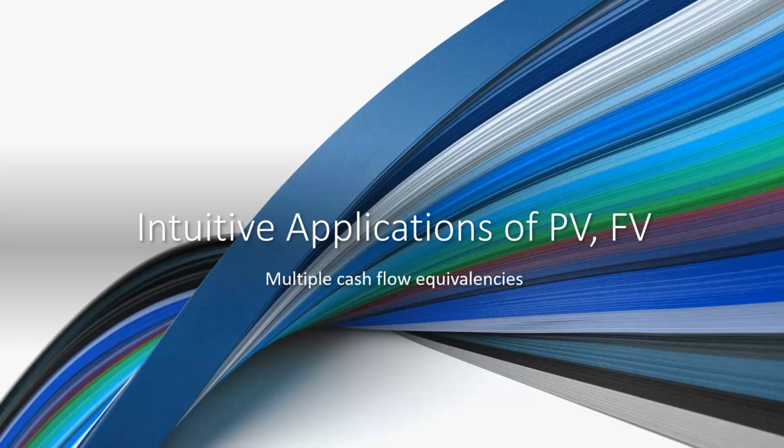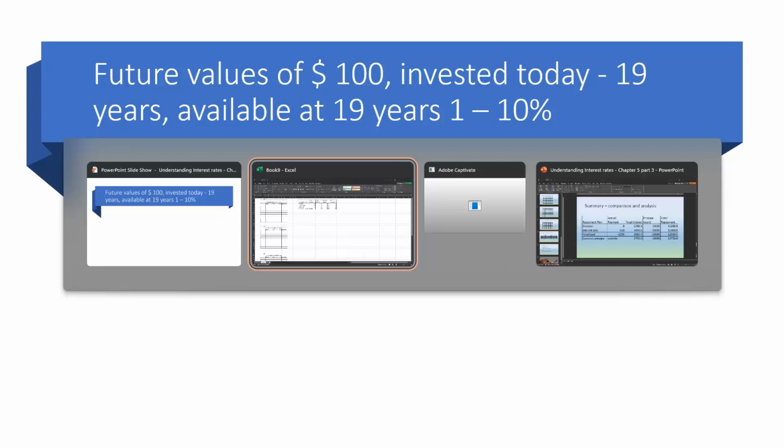So in the first situation here, we're going to take a look at multiple cash flows in which we're going to look at future value of $100 invested today, available after 20 years until the 19th year. So these are invested up to the 19th year, and they'll be invested at t equals 0, 1, 2, 3 through 19, and the rates of interest would be 1 to 10%. So let us go to Excel.